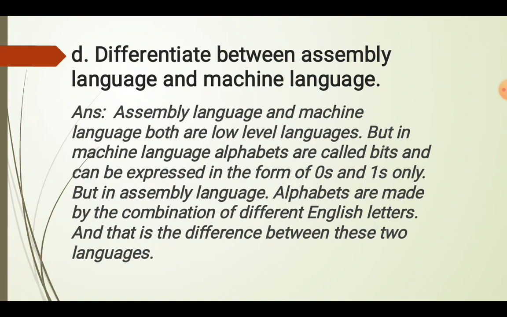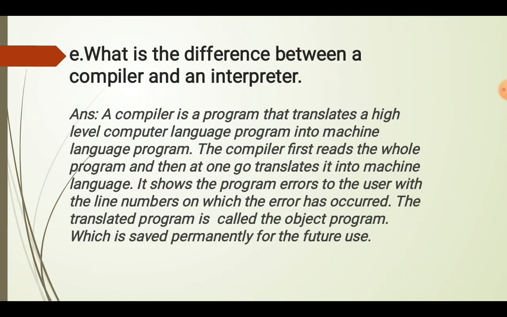My dear students, the next question number 5 says, what is the difference between a compiler and an interpreter? I hope you remember that we discussed these in types of software. Students, we learned that a compiler is a program that translates a high-level computer language program into machine language program. The compiler first reads the whole program, and then at one go translates it into machine language. It shows the program errors to the user with the line numbers on which the error has occurred. The translated program is called the object program, which is saved permanently for the future use.